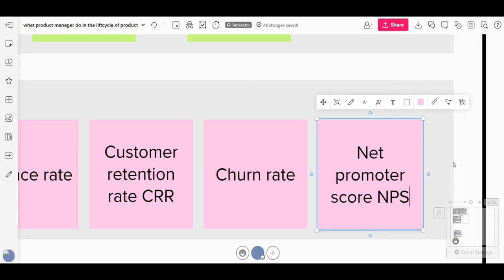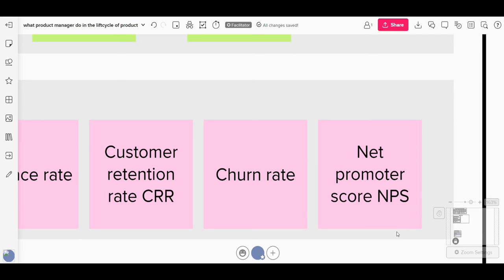Last but not least, Net Promoter Score, NPS. This metric measures the number of loyal customers who are willing to recommend our product. It can be gathered from a questionnaire that lets our customers rank our product from 0 to 10. Normally, if the ranking is 9 to 10, they are promoters. If it's 0 to 6, they are detractors. If it's 7 to 8, they are just neutral users.